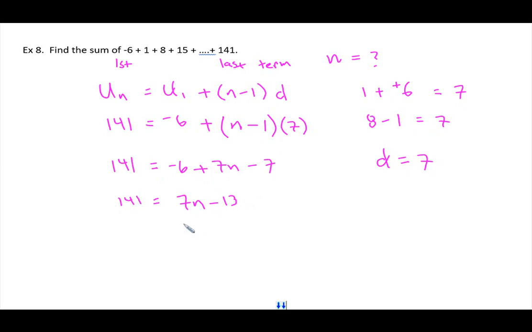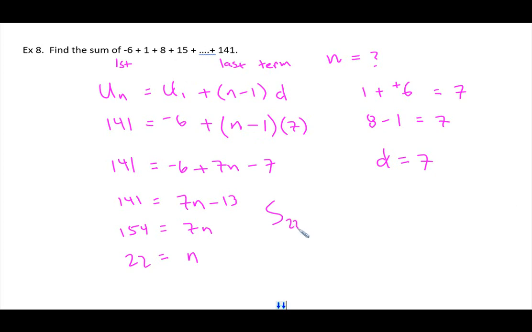So I just solve for n. 7n is going to equal, I add 13 on both sides, so that's going to give me 154. Divide by 7, so 154 divided by 7, I end up with 22. So what that tells me is this sequence has 22 terms, and the last term, the 22nd term, is the 141.